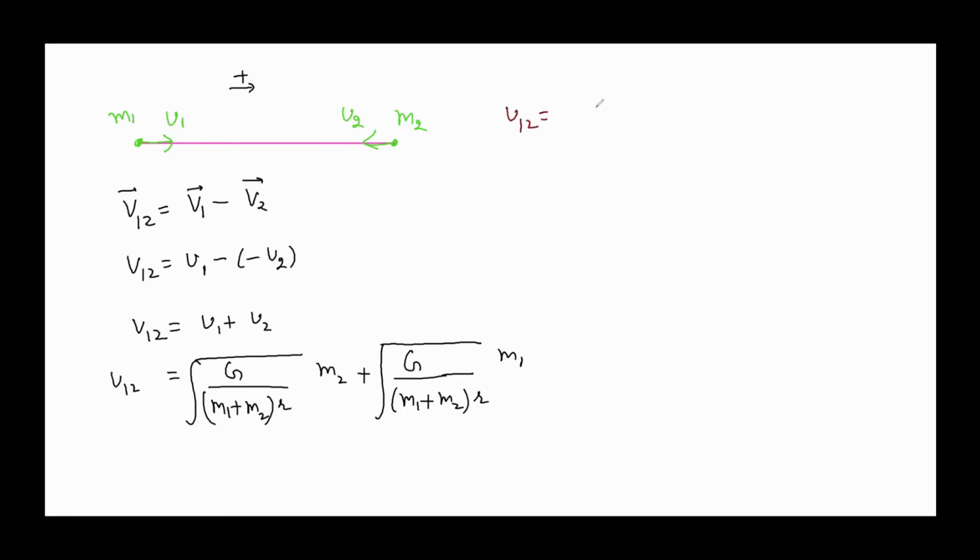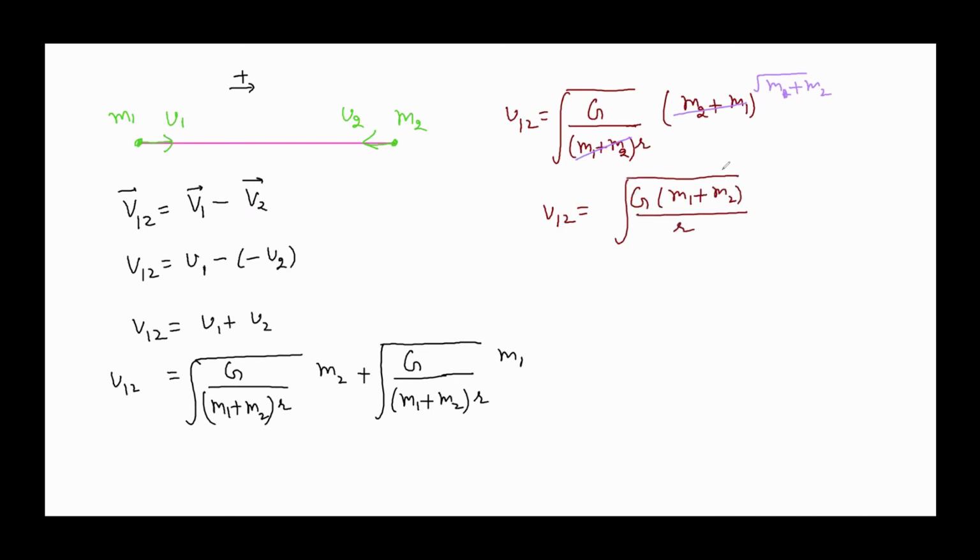This is the relative velocity of approach I'm trying to calculate. So in v12, G can be taken outside, (m1 plus m2) r can be taken outside, this root is taken outside, and I'm left with m2 plus m1. It will get cancelled with this m1 plus m2. I'm left with root (m1 plus m2). So you can write it as their relative velocity of approach is root of 2G(m1 plus m2) upon r.